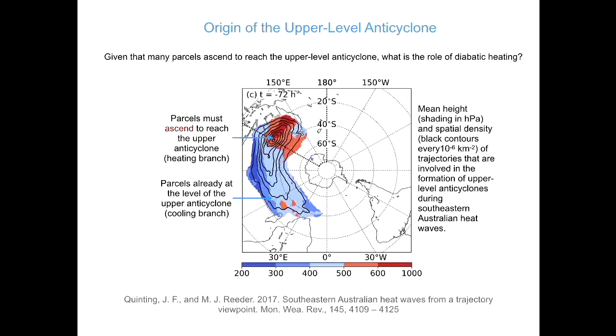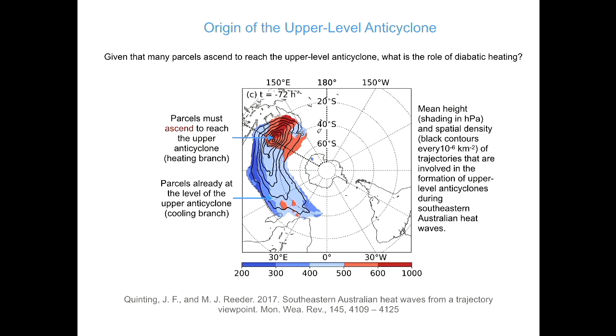Now, 72 hours before, it looks like this. The colours represent the height of the trajectories, and the contours represent the density, so where most of the trajectories congregated. Most of the trajectories at this point have aggregated over the southwestern corner of the continent. Remember, we're talking about heat waves over southeastern Australia. Many of the trajectories are blue, meaning they're in the upper part of the troposphere. This is their pressure height, 200, 300, 400, 500 millibars. But many of them are near the surface still, 1,000 millibars. So the question is, they've got to get from the surface into the upper anticyclone. How do they do that?